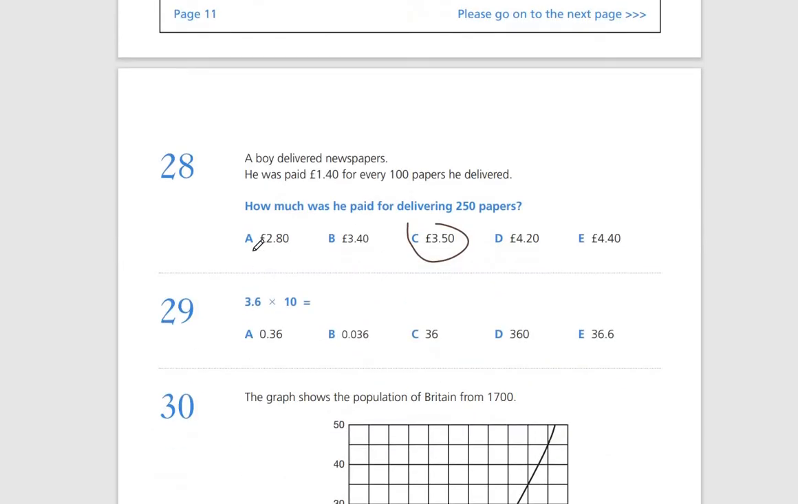3.6 times 10. If we just move our numbers up by 10, we'll get 36. If we move our 6 there, we'll move our 3 to the tens column, which gives us 36, which is C.